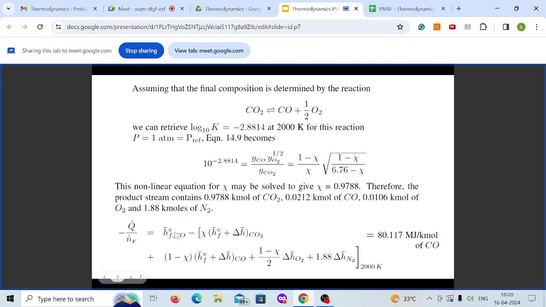The reactant is the enthalpy of carbon monoxide, minus x moles of CO2 plus 1 minus x moles of CO plus (1 minus x)/2 moles of oxygen, times the enthalpy of oxygen, plus 1.88 times the enthalpy of nitrogen. Similarly, you can find the formation enthalpy and the sensible enthalpy required from the table, substitute the expressions here, and you will find that the heat removed per kilomole of CO fed is 8.117 megajoules per kilomole of CO. This is the amount of heat removed from the reactor.